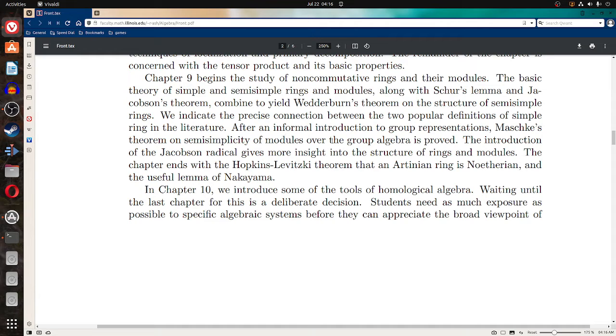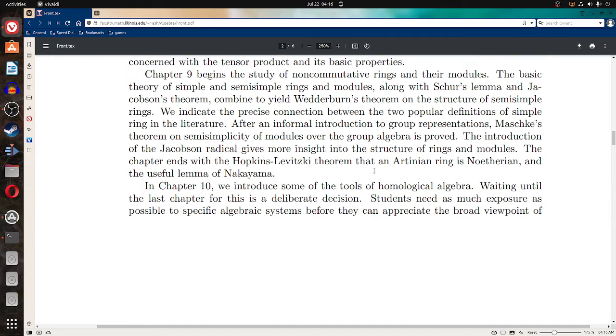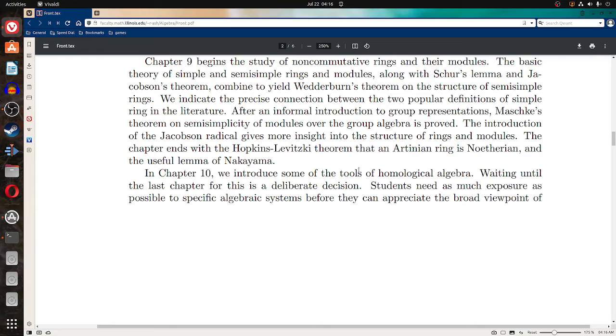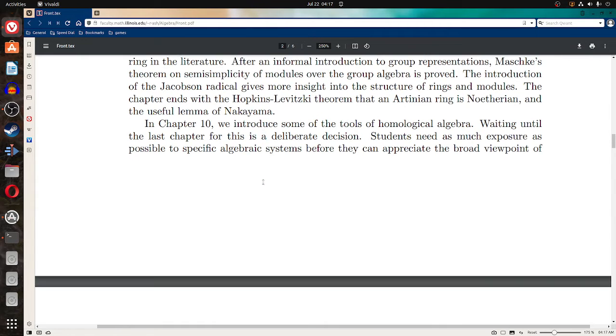After an informal introduction to group representations, which is alone a very big subject, Maschke's theorem on semi-simplicity of modules over the group algebra is proved. The introduction of the Jacobson radical gives more insight into the structure of rings and modules. The chapter ends with the Hopkins-Levitzki theorem that an Artinian ring is Noetherian, and the useful lemma of Nakayama.